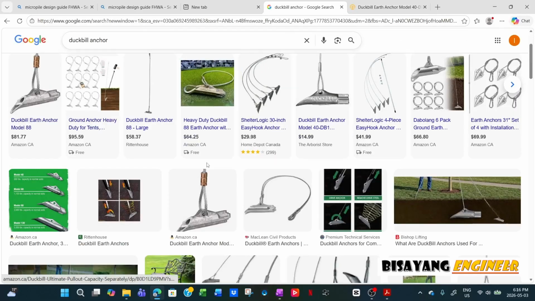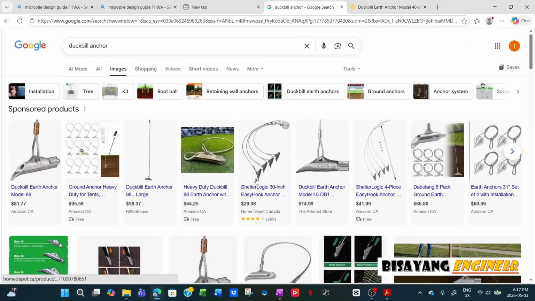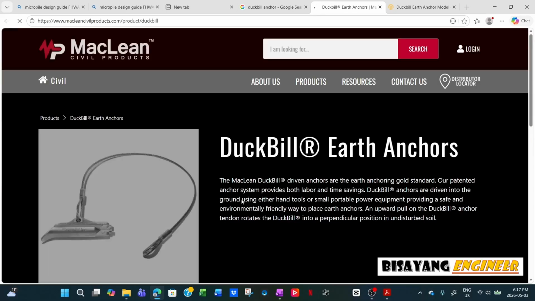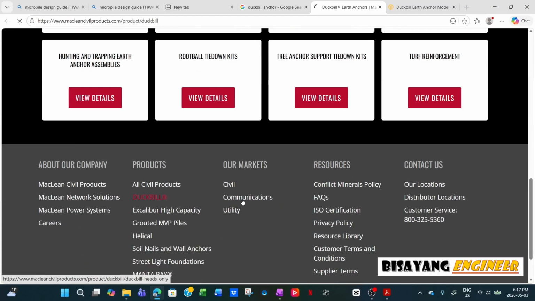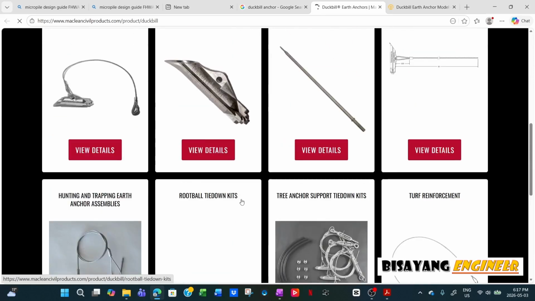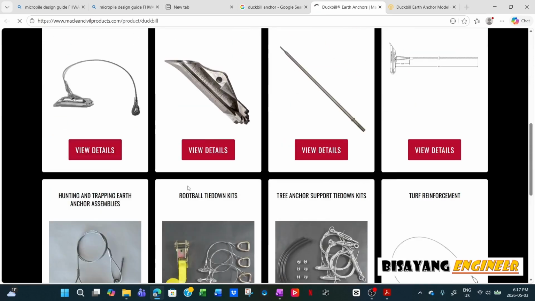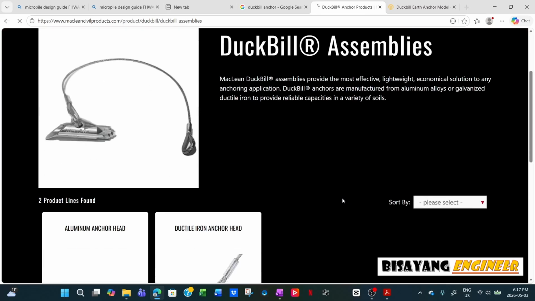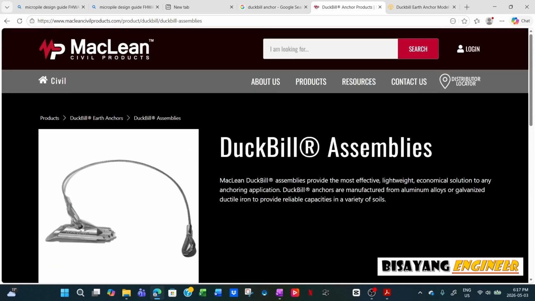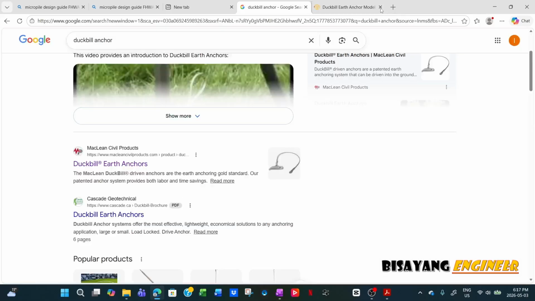And then each type has a capacity. This one, that build earth anchors, that build capacity. I think the largest one can resist up to 3,800 pounds, if I remember correctly. But yeah, if you're interested, you can search on that one. So we will tie the building.